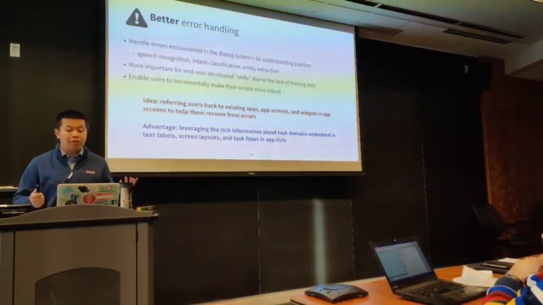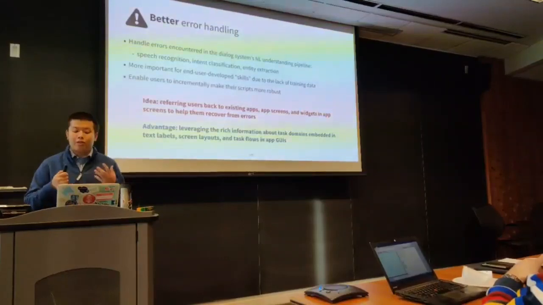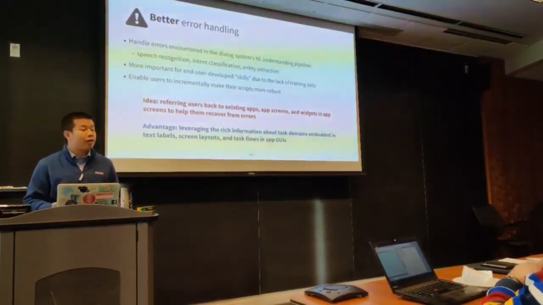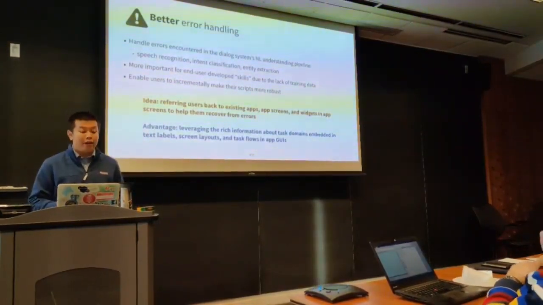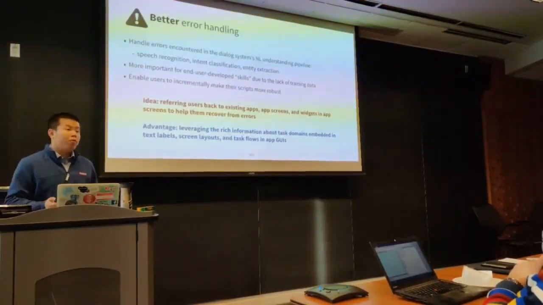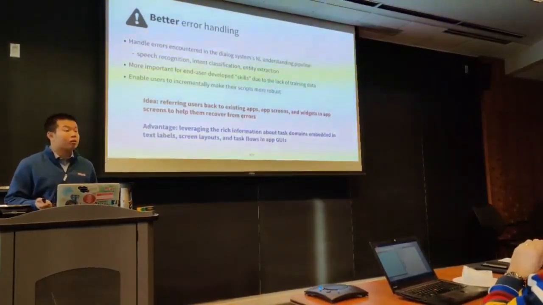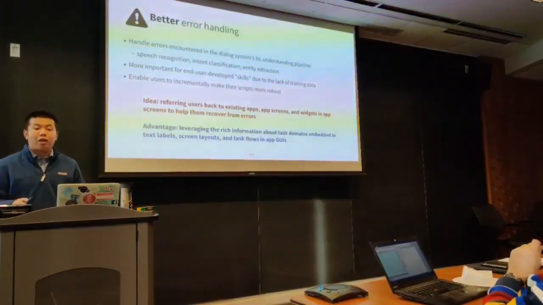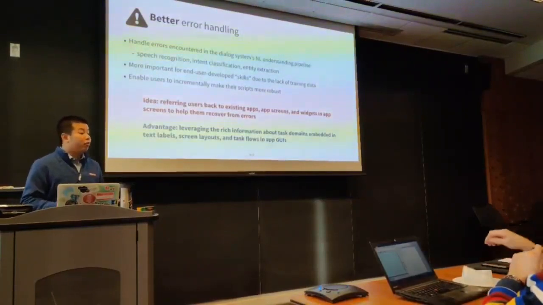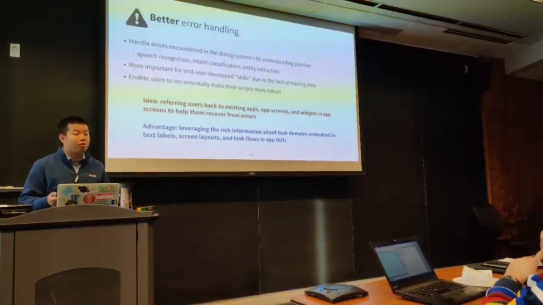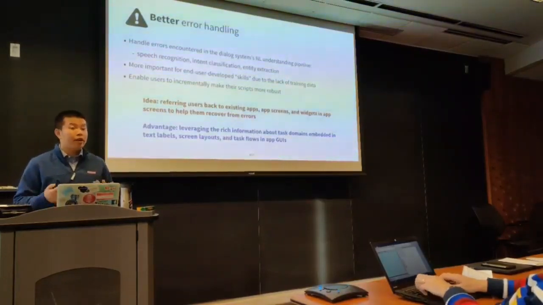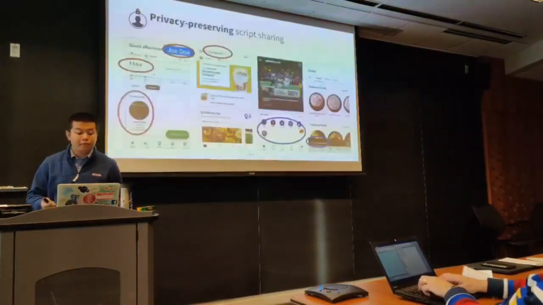So we want to develop a new approach that helps the users to recover from natural language understanding errors. And through this process, they can incrementally make the natural language model stronger and more robust. We're currently exploring using the resources of existing mobile apps, so having users refer back to the app content. And we can leverage the semantic information that we can extract from app GUIs to help us build a better natural language understanding model.